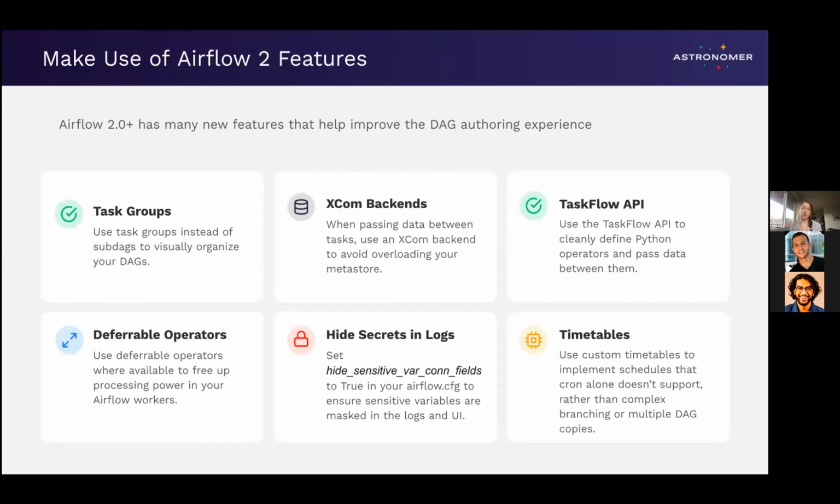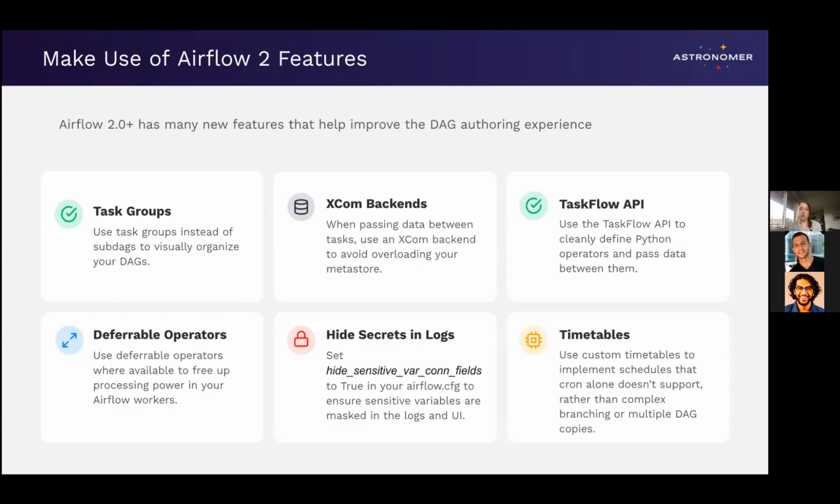So obviously Airflow 2.0 came out last December. We've since released Airflow 2.1, and 2.2 came out a couple of weeks ago. All of those releases have new features that are designed to help improve the DAG authoring experience. So I want to cover some of these and how you can make the most out of them. Again, these are going to make your DAGs more readable, scalable, sustainable, all of that.